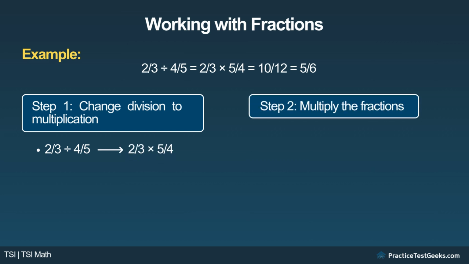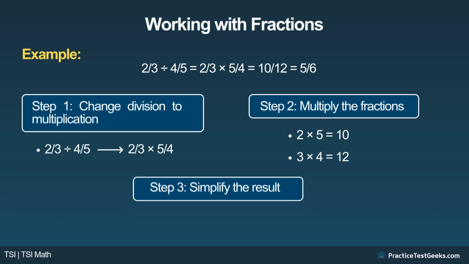Step 2. Multiply the fractions. Numerators, 2 times 5 equals 10. Denominators, 3 times 4 equals 12. Step 3. Simplify the result. Both 10 and 12 can be divided by 2.